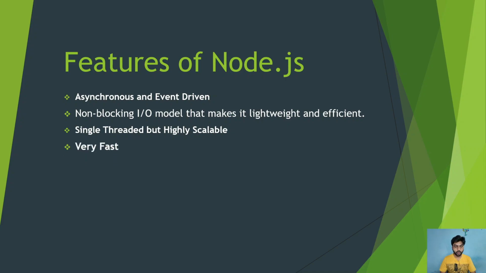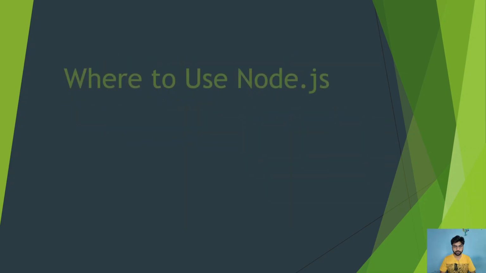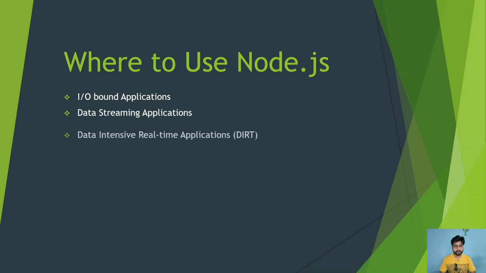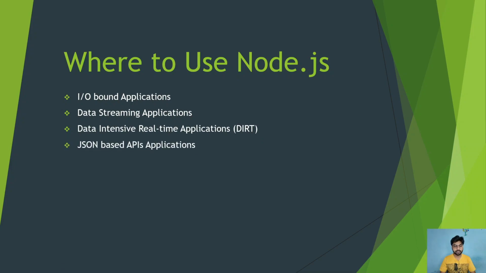Very fast. Node.js library is very fast in execution. No buffering. Node.js application never buffers any data. Where to use Node.js? Input-output bound applications, data streaming applications, data-intensive real-time applications, JSON-based API applications, single page applications (SPA).